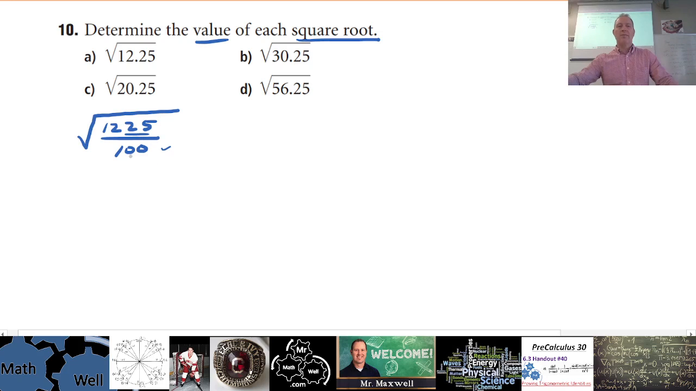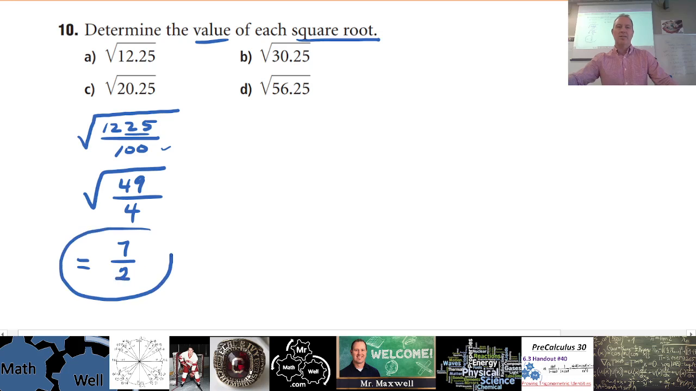Well, let's do 25. So how many groups of 25 are in 1225? I think it's 49. 1225 divided by 25, I think is 49. So that's going to be 49. And what's 100 divided by 25? 4. Oh, now this looks really good, doesn't it? Because 49 is a perfect square, and so is 4. So we have 7 over 2 is our answer. Or 3.5, I guess, is what 7 over 2 is. So you can do fraction or decimal here.